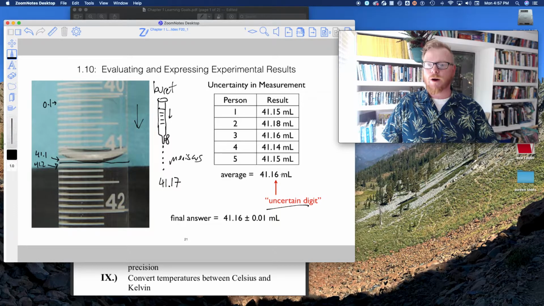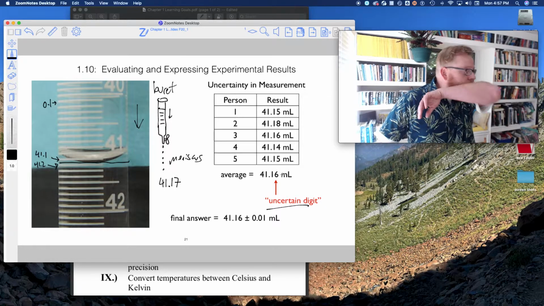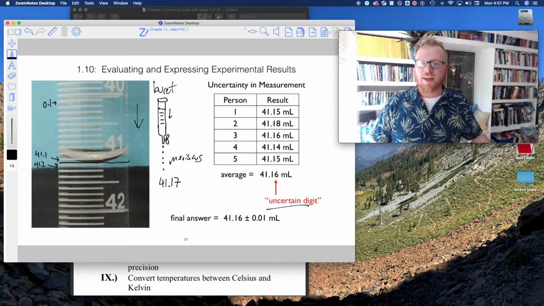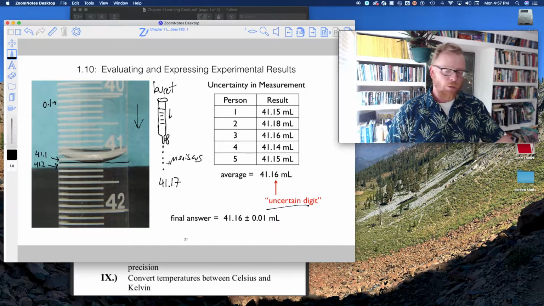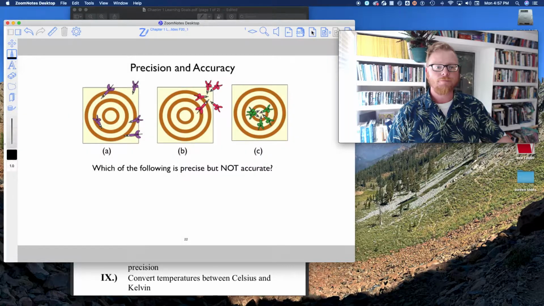All the same, the more digits we have, the more precise our number is. So that's why these burettes are very precise at delivering liquid. And I'm going to talk about what that means in the next slide. Okay? So precision versus accuracy. Again, instead of giving you a definition, let's learn by example. Which of the following is precise but not accurate?